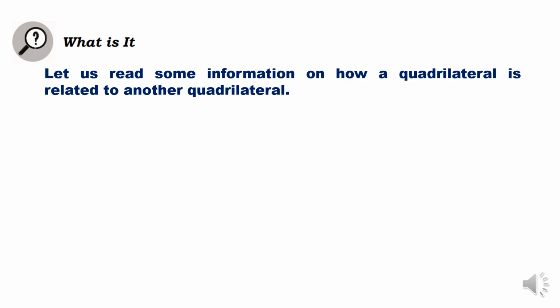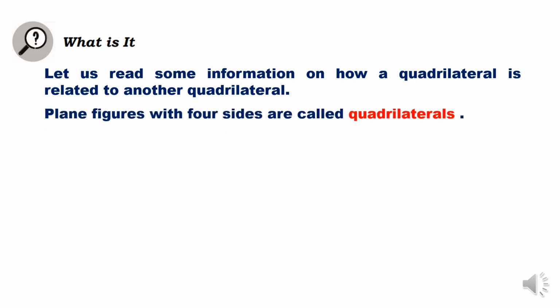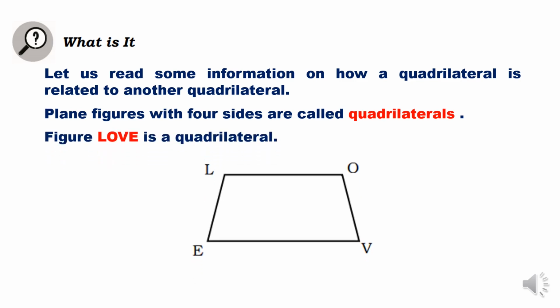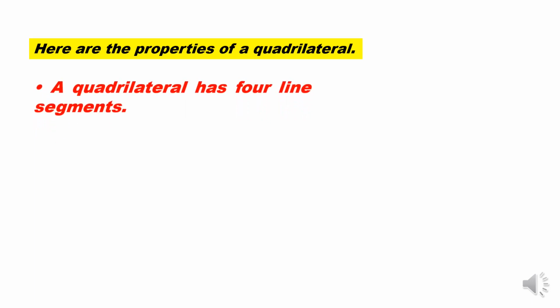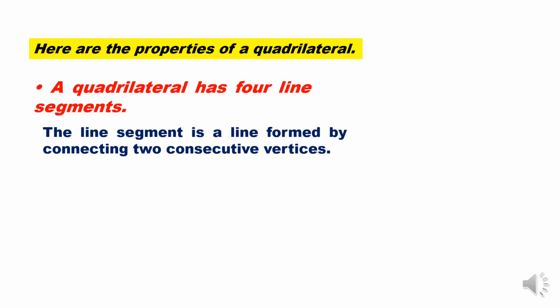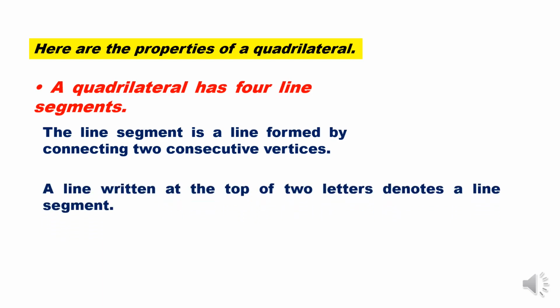Let us read some information on how a quadrilateral is related to another quadrilateral. Plane figures with 4 sides are called quadrilaterals. Figure LOVE is a quadrilateral. Here are the properties of quadrilaterals. A quadrilateral has 4 line segments. A line segment is a line formed by connecting 2 consecutive vertices. A line written at the top of 2 letters denotes a line segment.